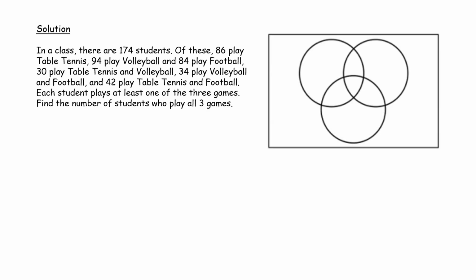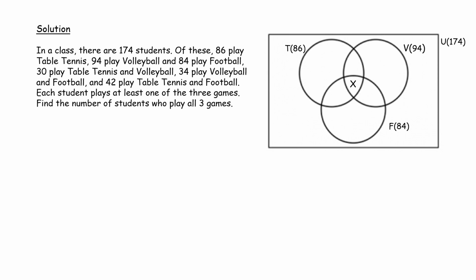So to start off, we're going to draw a Venn diagram and label the various regions. The universal set is 174. Number of students who play table tennis is 86. Number of students who play volleyball is 94, and the number of students who play football is 84. And the number of students who play all three games is going to be denoted by the letter X.